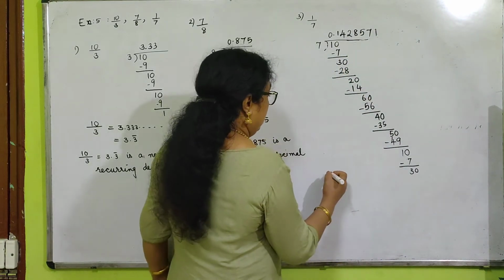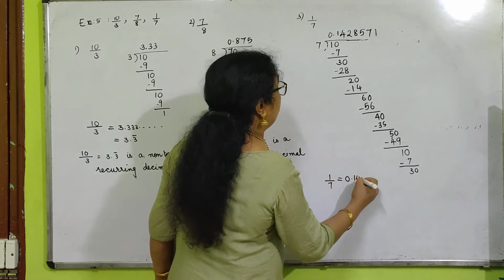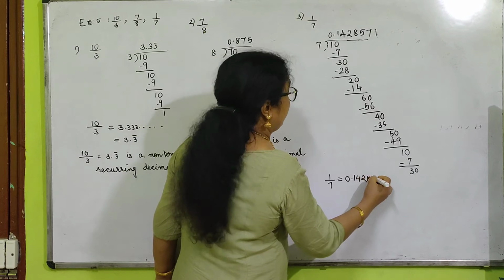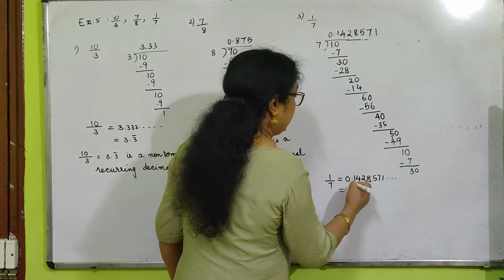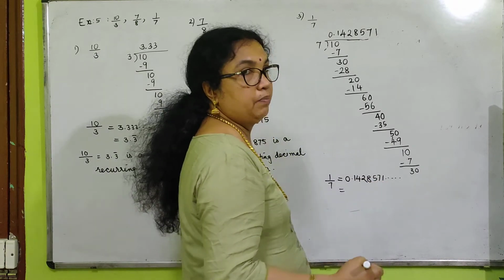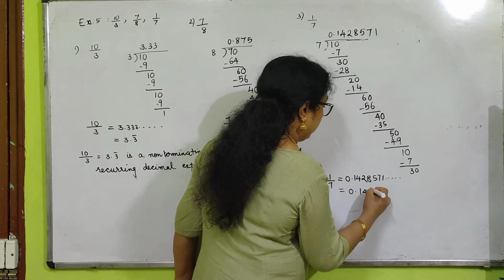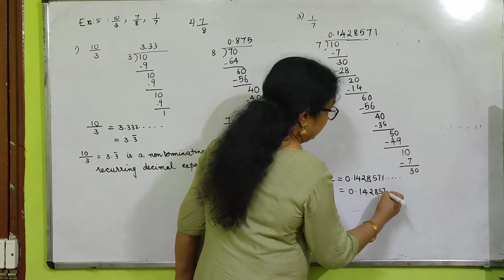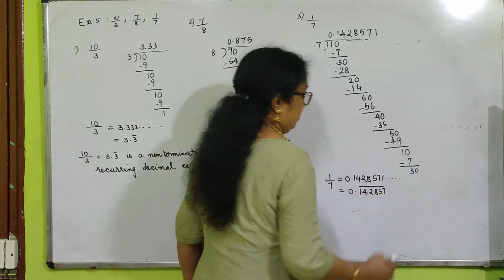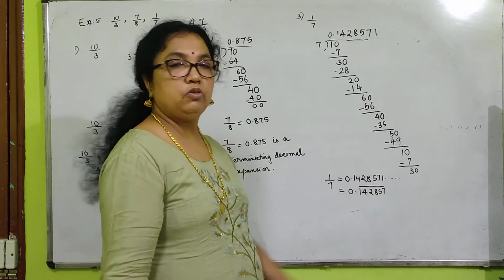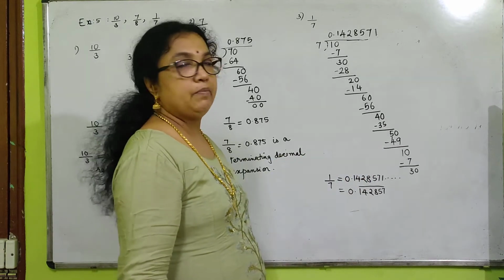So 1 by 7 equal to 0.142857 and so on. Which means this block of digits is repeating. Then how can we write it? 0.142857, this many digits. After that, the same digits will repeat, so you have to put a bar over them. Here also it is not finishing. We are not getting the remainder 0.